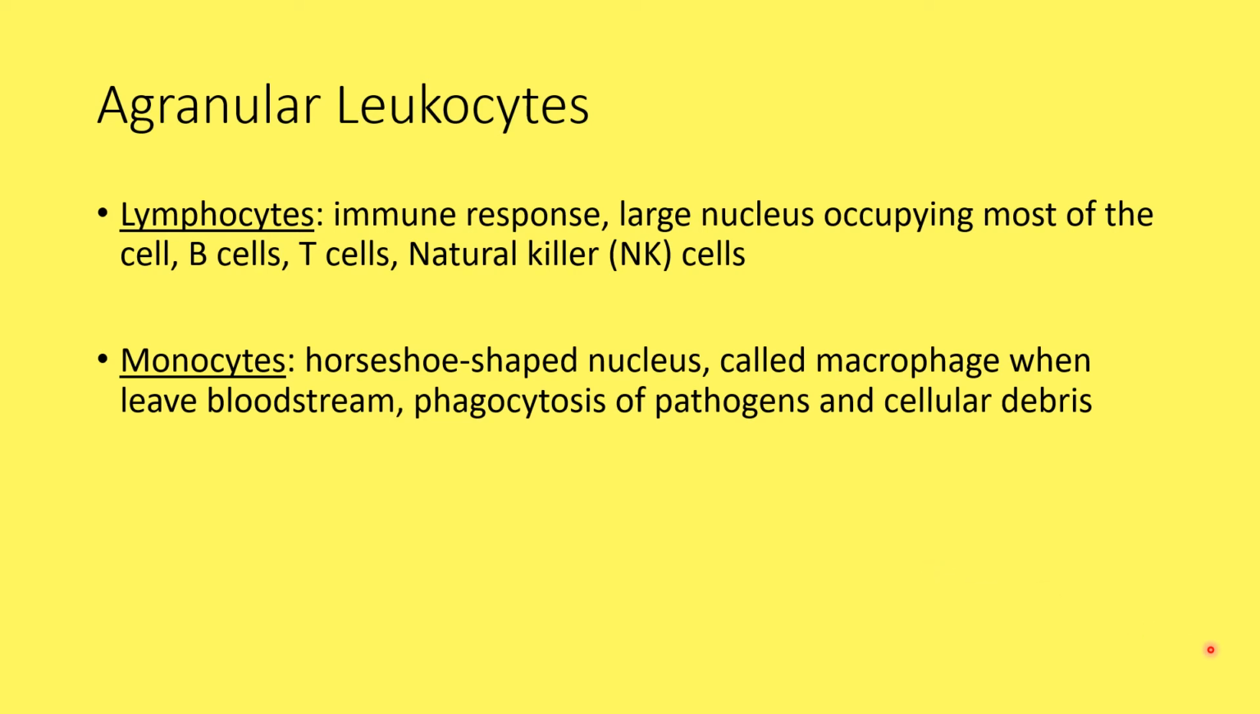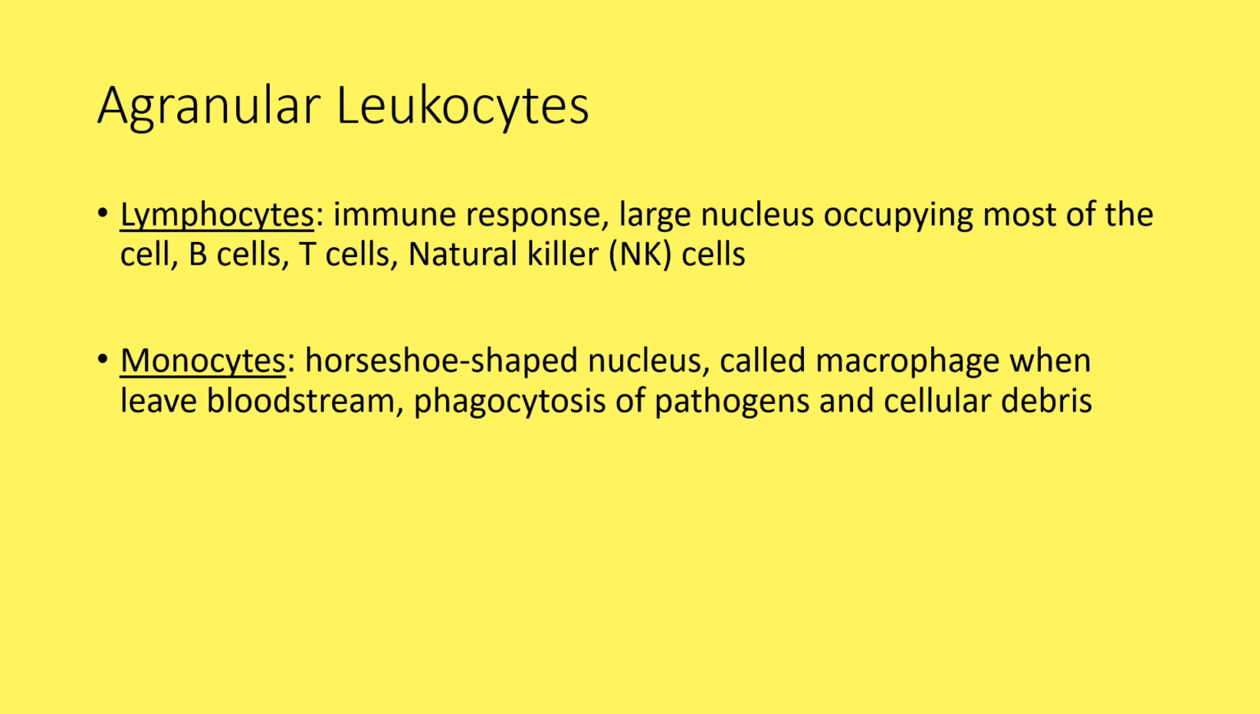So the agranular leukocytes, when you stain them, don't look like someone dumped sand in there. There are 2 types. You have the lymphocytes. These are involved with your immune response, part of your defense. They tend to have a very large nucleus. It looks like the nucleus is most of the cell. There are 3 main types, the B cells, T cells, and then the NK cells, the natural killer cells. They play a role in the immune response. We have a whole chapter on that.